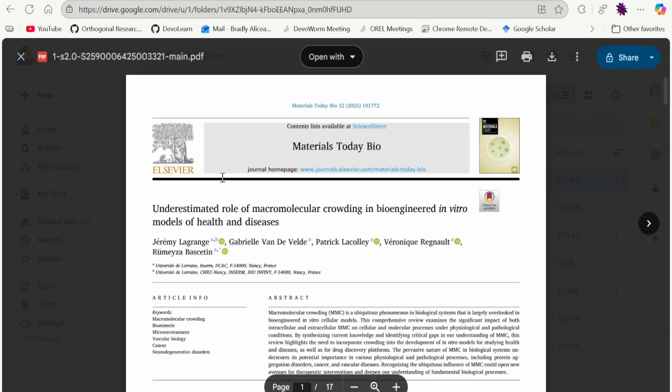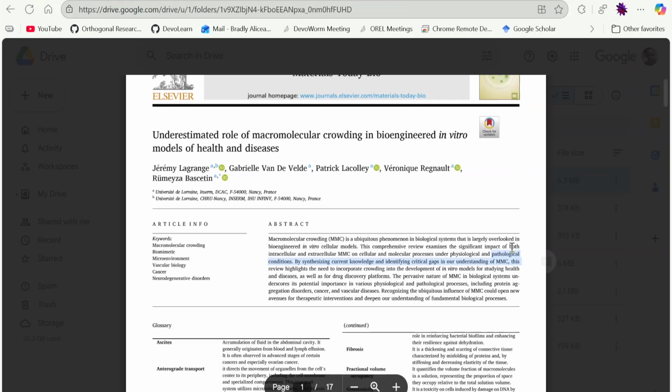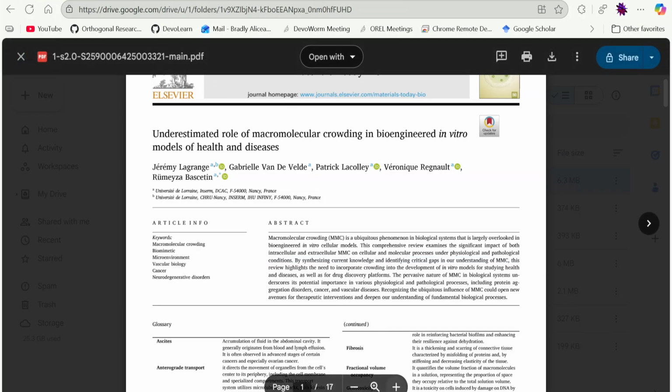So I'm going to go through a couple of articles where they've talked about macromolecular crowding and what they're thinking about in terms of what it is and how we can utilize it as a biological principle. So this paper is "Underestimated role of macromolecular crowding in bioengineered in vitro models of health and disease."